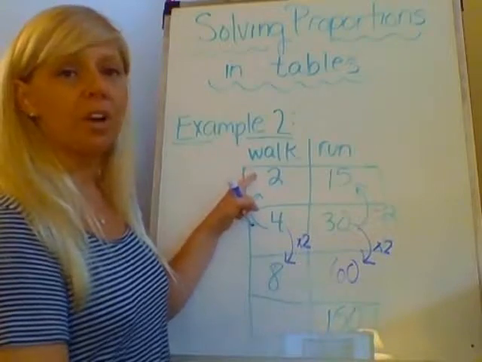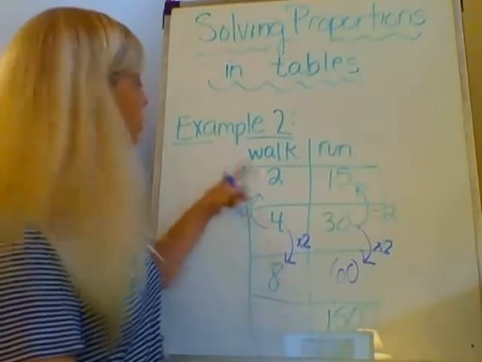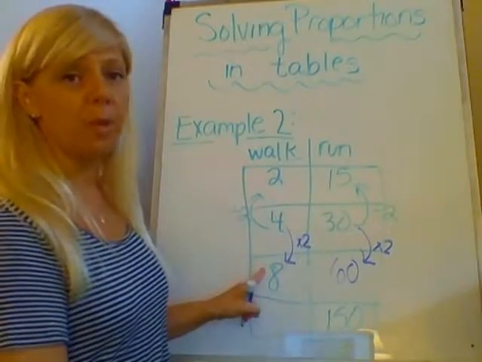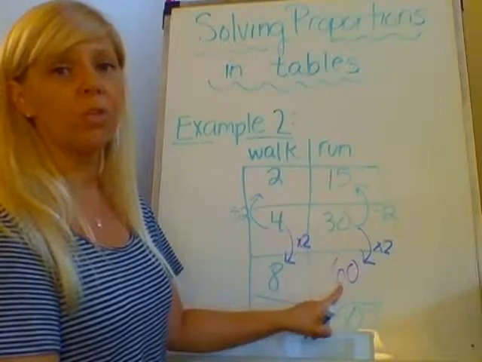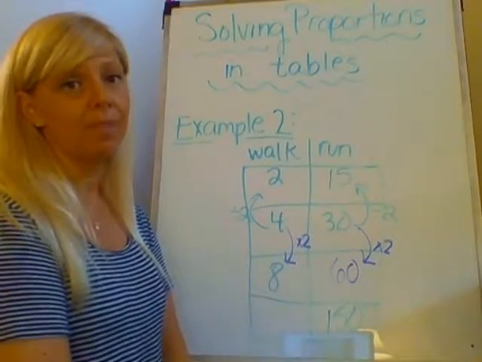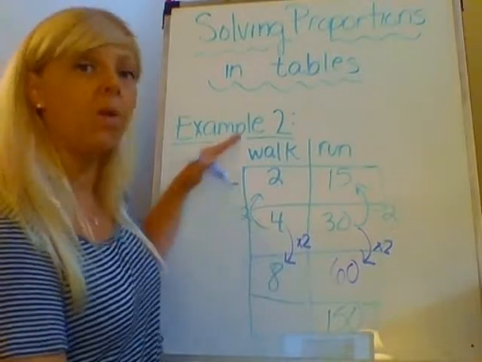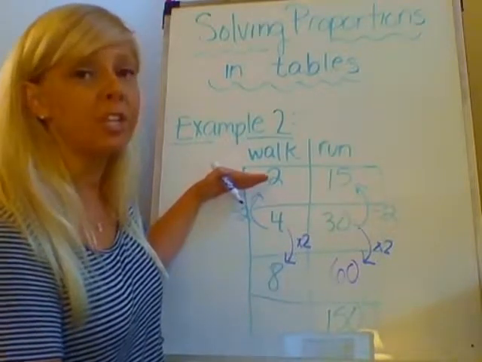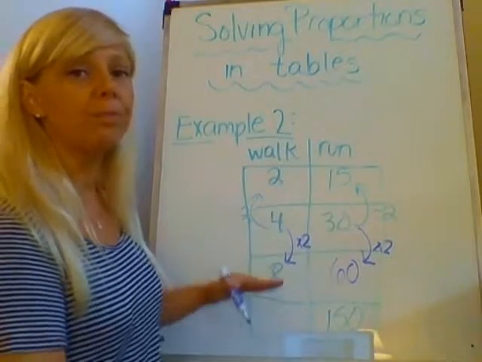But what if I wanted to start up here? 2 goes into 8 4 times. So this would be 2 times 4 to make 8. So in this case, I would do 15 times 4, which would still give me 60. So I can go off of this ratio that I already started with, my beginning, or I can go off my top ratio in lowest terms. So it's up to me on which way I want to go.